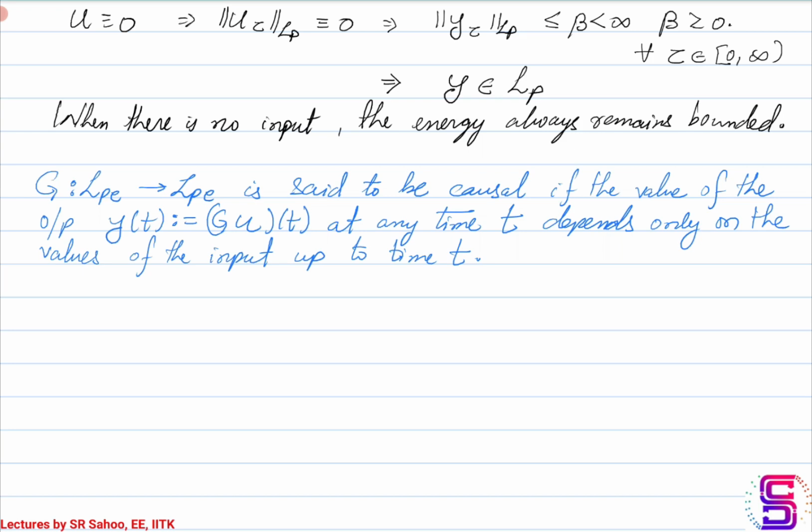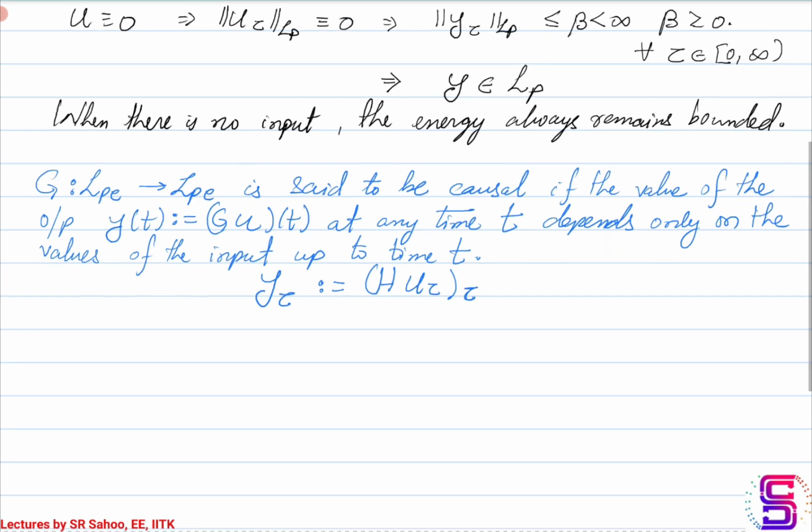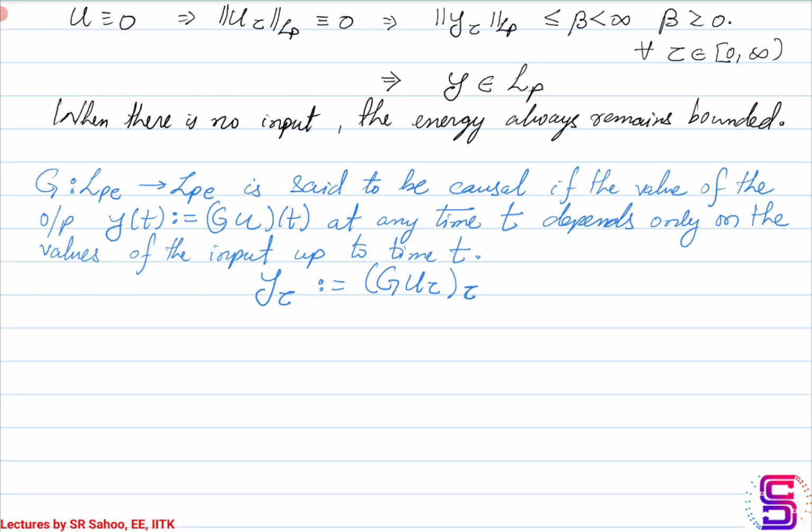So this essentially means y tau is nothing but this, u up till tau instant. Y at tau instant is nothing but, sorry, I used h, y up till tau instant is because of the operator G acting on u up till the tau instant. Okay.